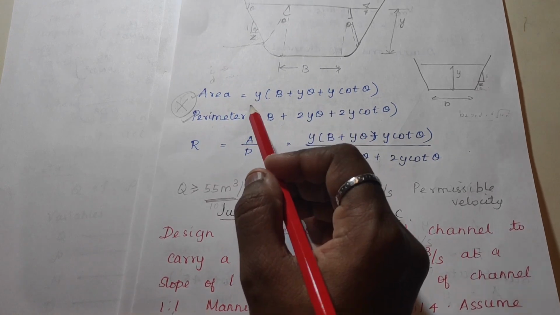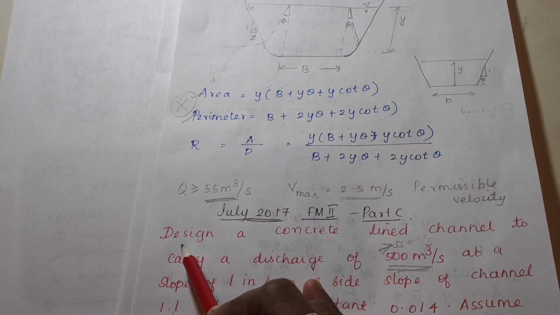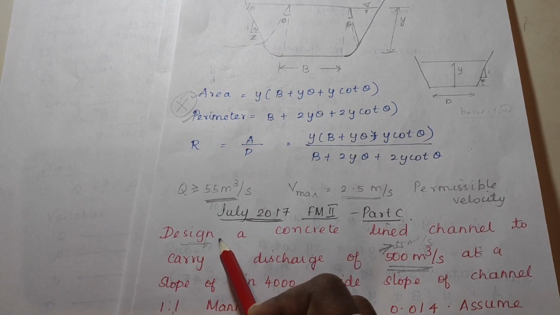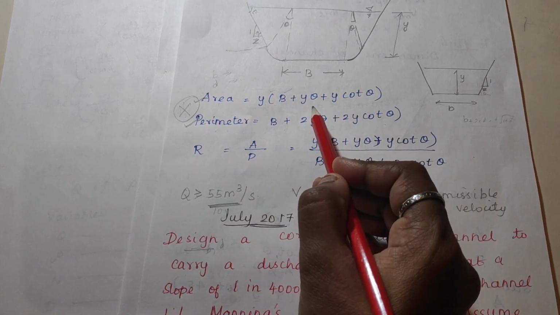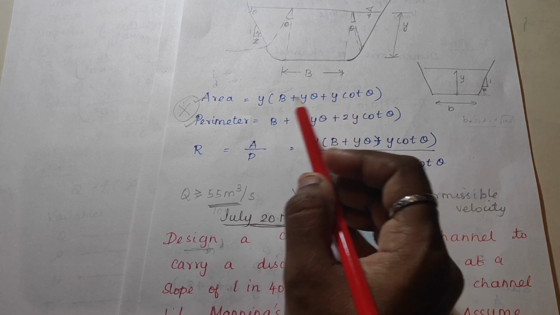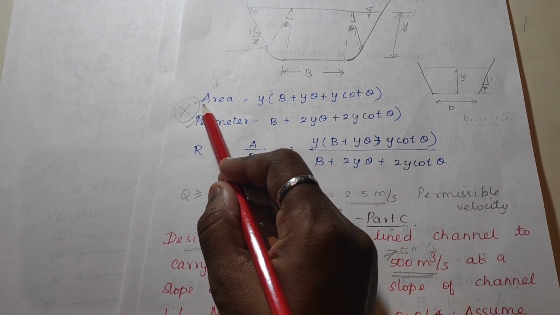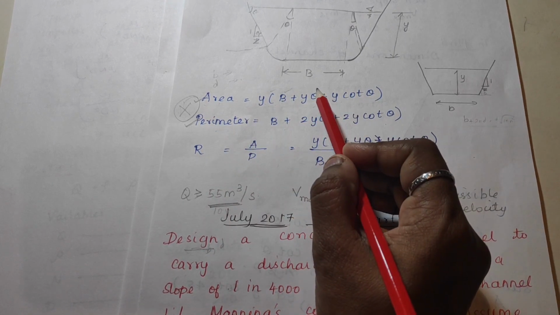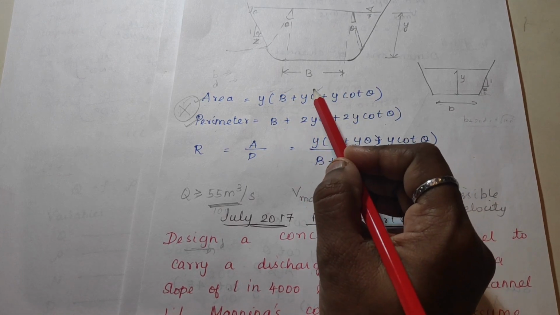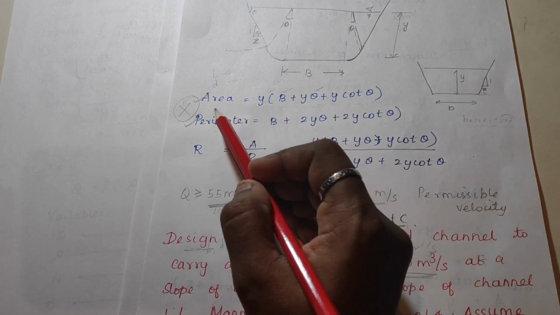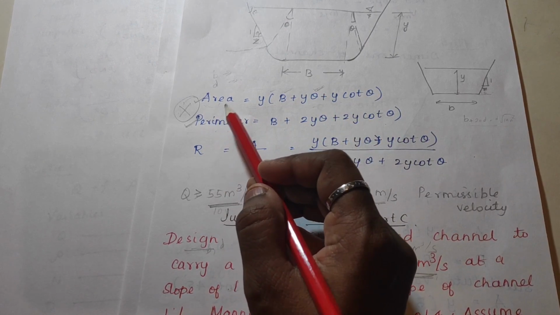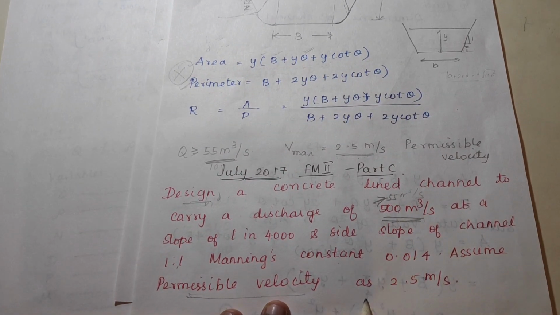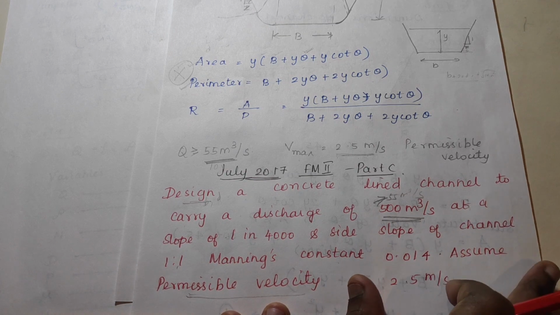Okay, in order to find the dimensions, design means nothing but dimensions, breadth and depth. If you know the area, you can easily find out what is the breadth and depth. Okay, so area formula is there. In that, theta is unknown. First you have to find out the theta. How to find out the area? They have given discharge and velocity. From that you can easily find out what is the area.